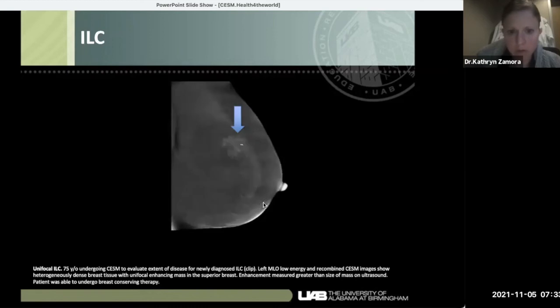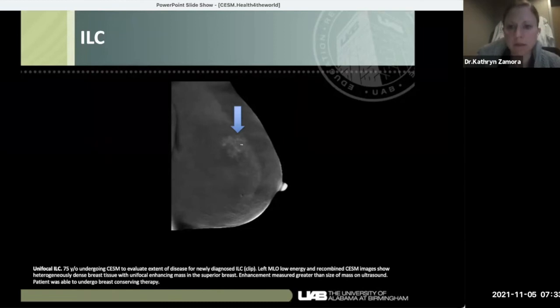Hard to tell if there's additional disease, but following the administration of contrast, we can see on these recombined images this irregular mass with indistinct margins, demonstrating mild enhancement, and the remainder of the breast is silent, and this patient was able to undergo breast conserving therapy.